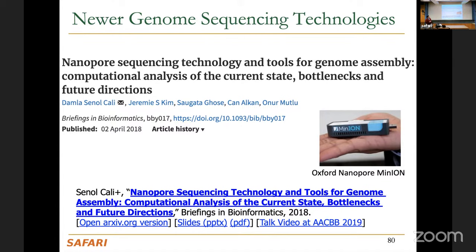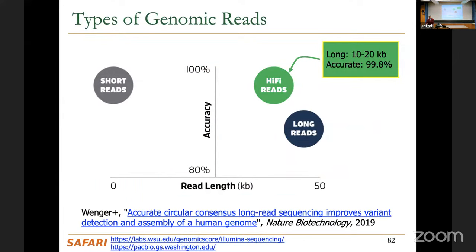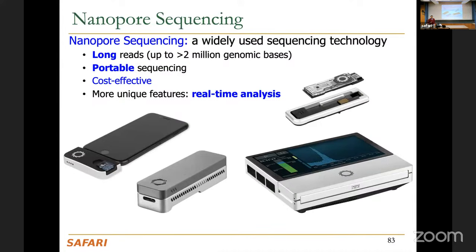Essentially, different sequencing technologies generate different sequencing data, right? And they also have different trade-offs, meaning some of them can be more accurate, some of them can produce longer reads, some can be slower to generate data, etc. So I'm going to explain how two of these sequencing technologies work, namely nanopore sequencing and the sequencing technology behind Illumina.